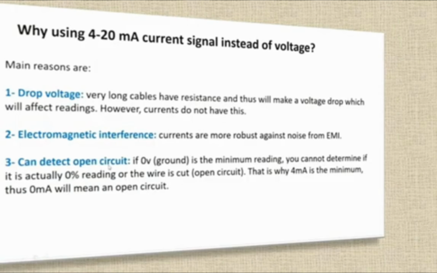And see, the reason is that if you transfer the signal by current, there is no voltage drop and no electromagnetic interference. And any open circuit can easily be detected, because the current's minimum reading is 0. If you were showing 0 to 20 milliamps, 0 would also represent an open circuit, so it would get confused. So for that purpose we are using 4 to 20 milliamps.